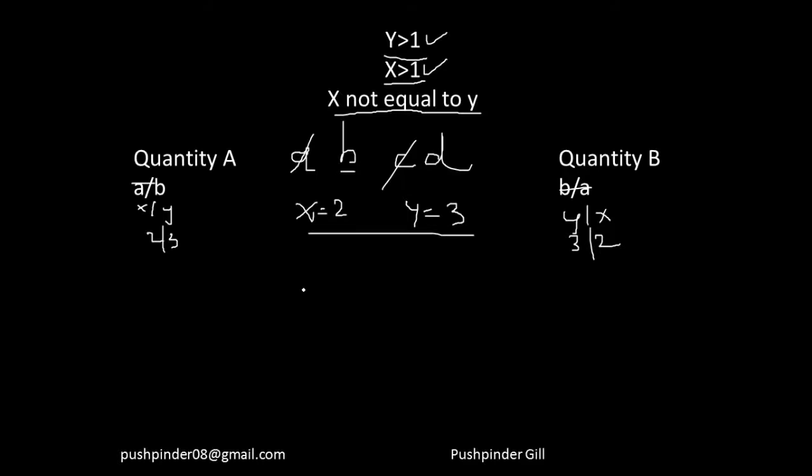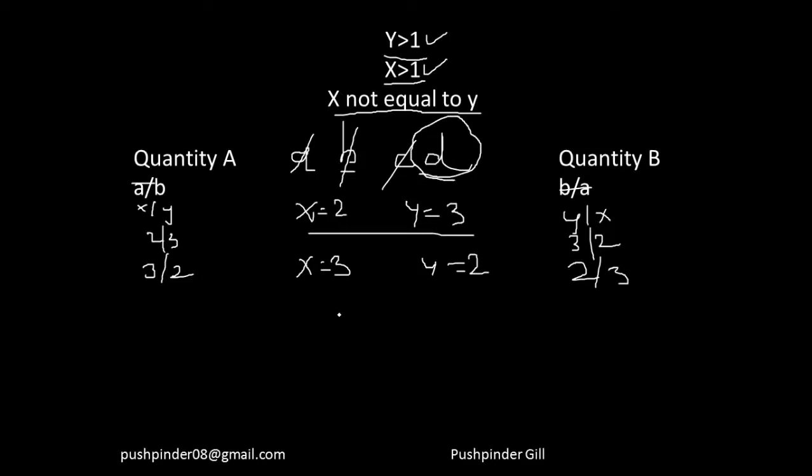Now I'm left with B and D. If I think a little bit more, I can say x is equal to 3 and y is equal to 2. So if x equals 3 and y equals 2, this becomes 3 by 2 and this becomes 2 by 3. Now what happens? A is greater than B. That means B is also not my answer and D is my answer.